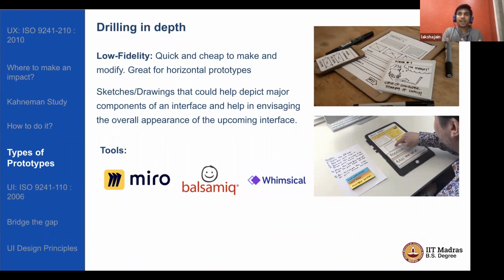So to give that idea, low fidelity prototypes are built, and a few of the tools that help you build low fidelity are Miro, Balsamiq, and Whimsical. Although you can also create them in some of the high fidelity prototyping tools like Figma and Adobe XD. But yeah, these are the ones which are best to create them.